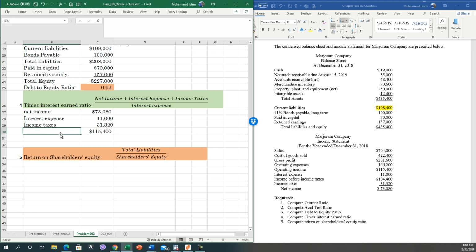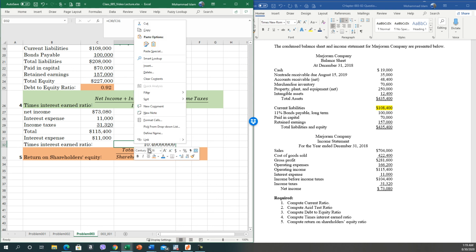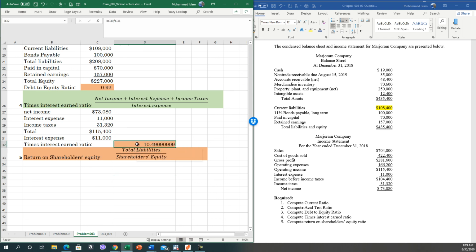Okay, and this one is the numerator. So the total, and then we have interest expense of total 11,000. Okay, and now the times interest earned ratio would be equal to the total divided by the interest. So 10.49, that's very good. Okay, let's use a different color.